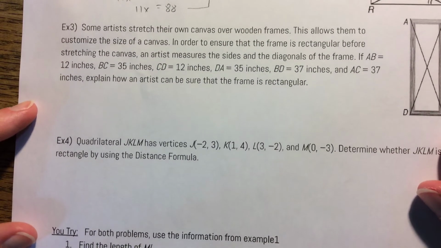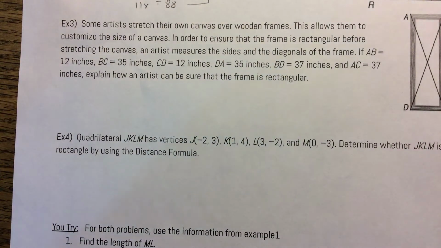Alright, example 3 is talking about artists. They stretch their own canvases over wooden frames. So they're making their own frame and then using the canvas to stretch over so that they have that to paint on then. This allows them to customize the size of their canvas in order to ensure that the frame is rectangular. Before stretching the canvas, an artist measures the sides of the diagonals of the frame.